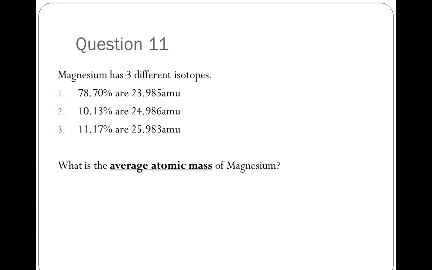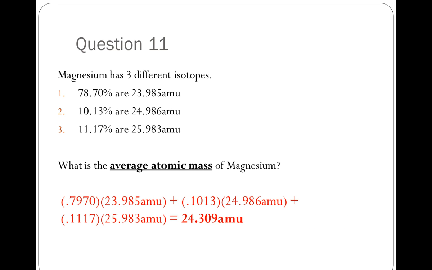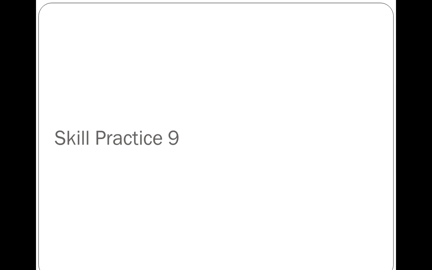Question 11. Magnesium has three different isotopes. 78.7% are 23.985 AMU, 10.13% are 24.986 AMU, and 11.17% are 25.983 AMU. What is the average atomic mass of magnesium? This is the same idea again, just multiply the decimal with the corresponding atomic mass unit and add them all together, and you get 24.309 atomic mass units.